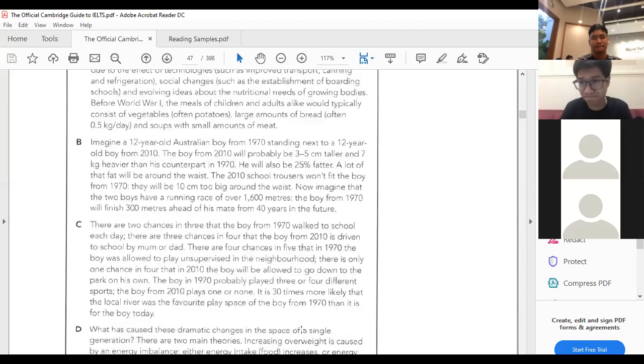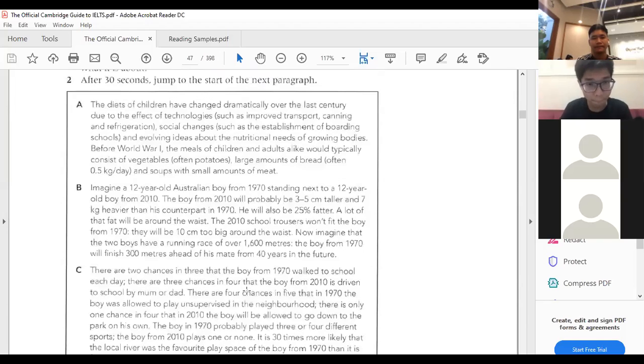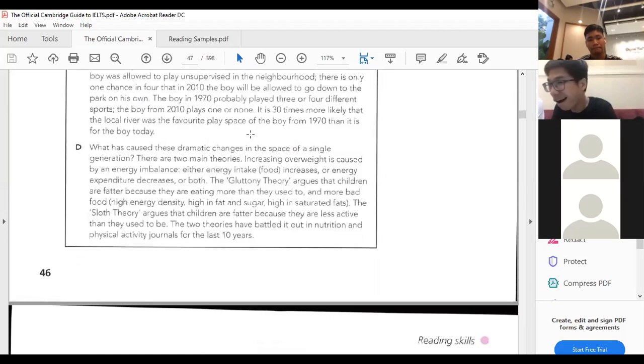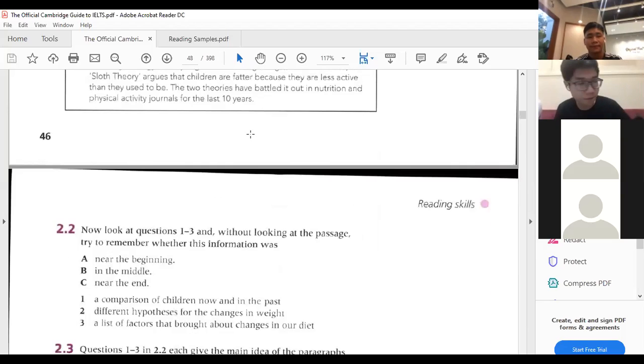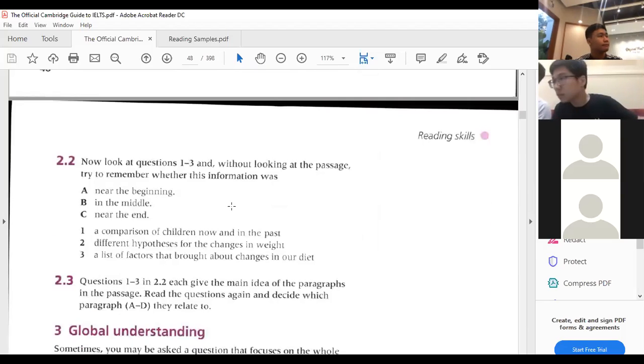Factors that brought about changes in our diet is the beginning. This one that they talk about: improved transport, canning, refrigeration. That's how we eat a lot of food compared to before. So this is a quick practice of skimming.